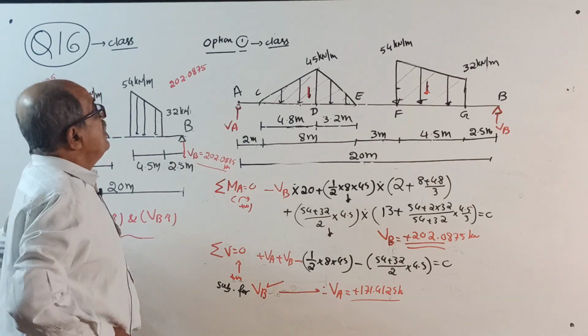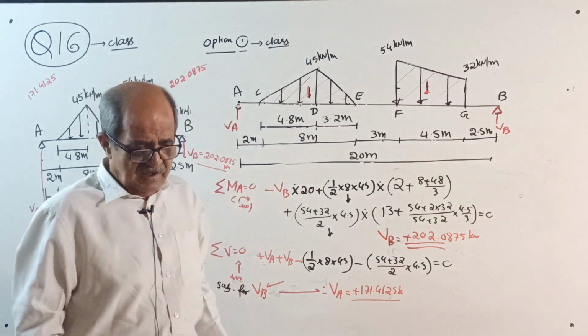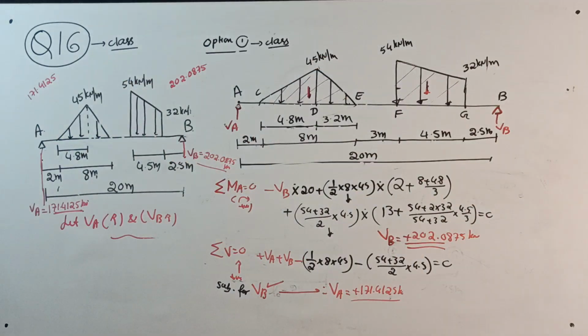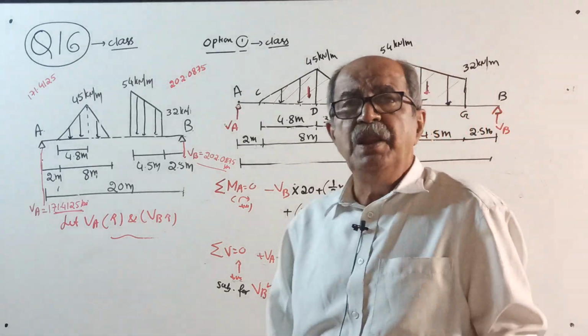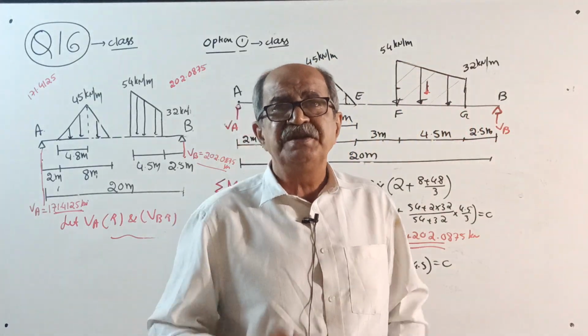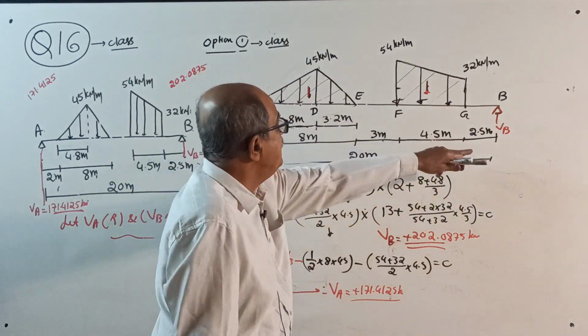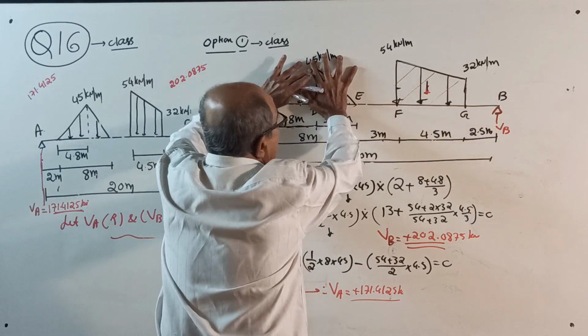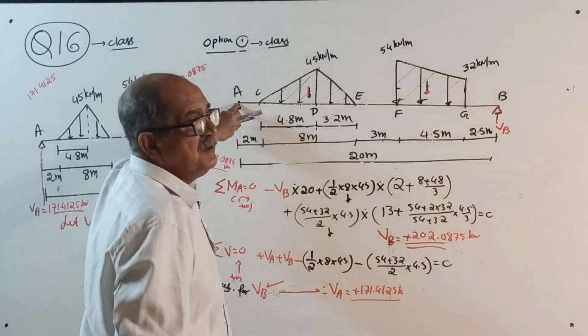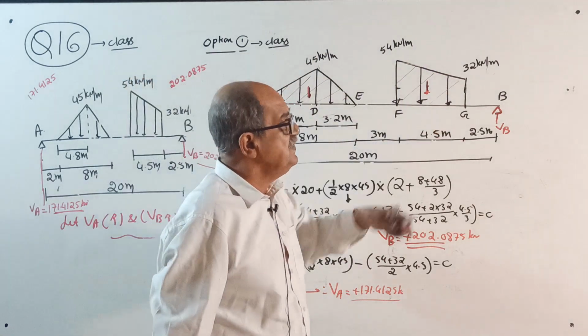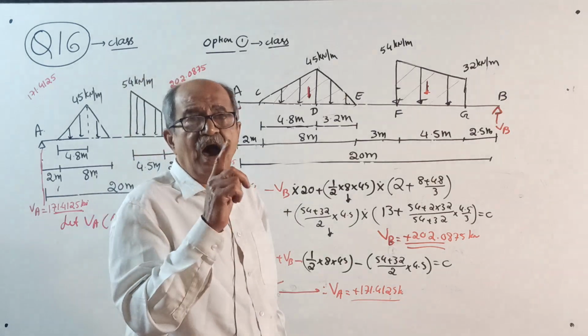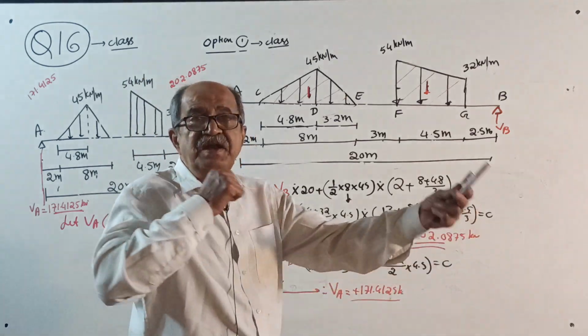Now, I'll do one thing now. I'll tell some important concept, but I'll pause for 1 minute. Make a note. This is only for understanding purpose. We found VA, VB considering full triangle and full trapezium. We applied sigma M about A equal to 0, then we applied sigma V equal to 0. Make a note.